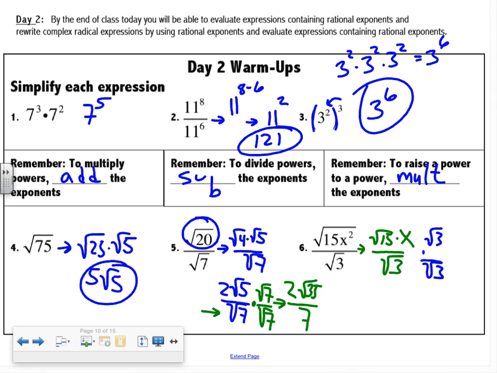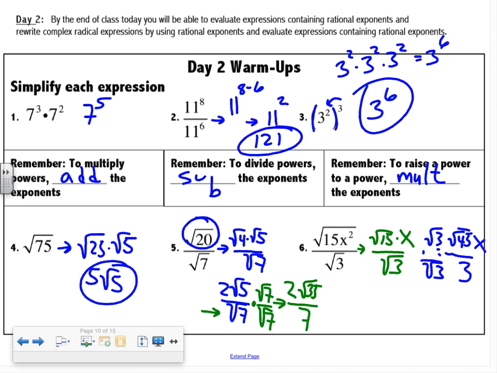When you multiply these, you're going to end up getting 3, and then you're going to have to take the square root of 3 times the square root of 15, which gives you the square root of 45, and then you still have an x outside of the radical.